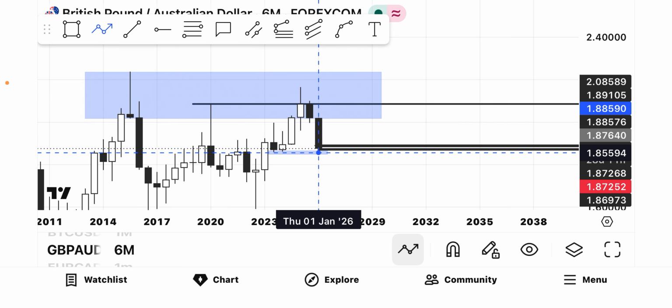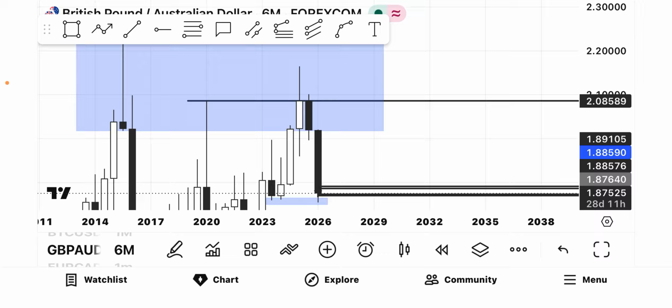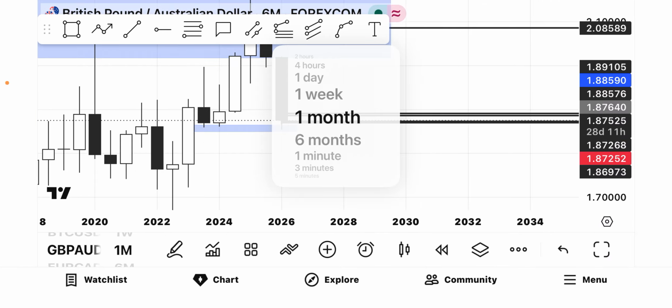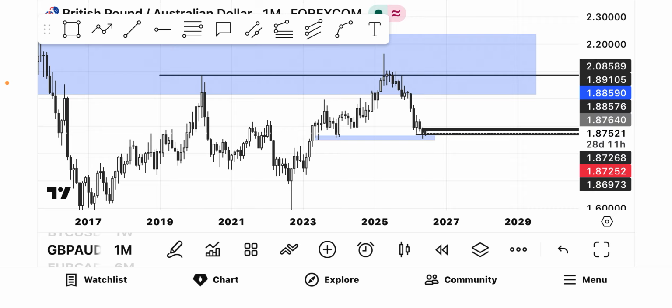So you can clearly see that price pushed down, and then here price approached the support zone. I use this support zone as a confluence for me. All right, so let me take you through this.